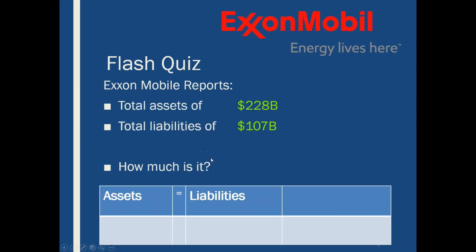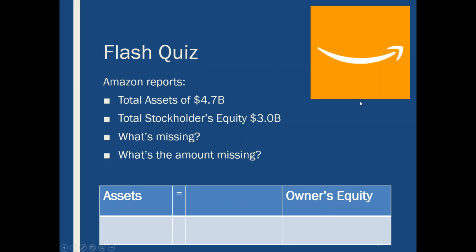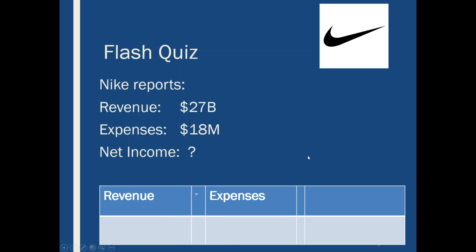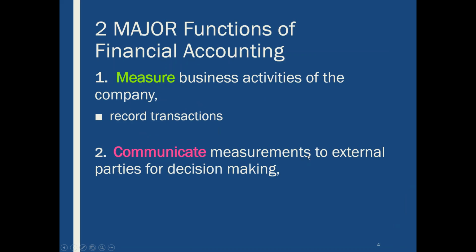Sorry, I had to go through that again. Let's take a look at Amazon. Amazon has $4.7 billion in assets, lucky them, and they have owner's equity of $3.0 billion. So what's missing? My accounting equation tells me that's my liability. If I put 4.7 billion over here and 3.0 billion over here, what's missing are my liabilities to make this whole thing balance, of 1.7. Okay, so I've got another one for you.